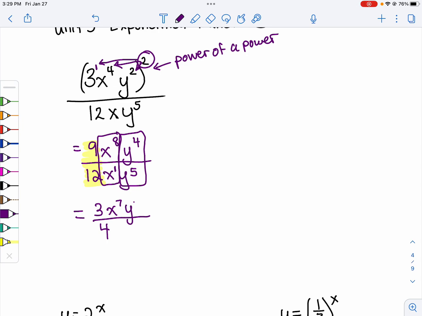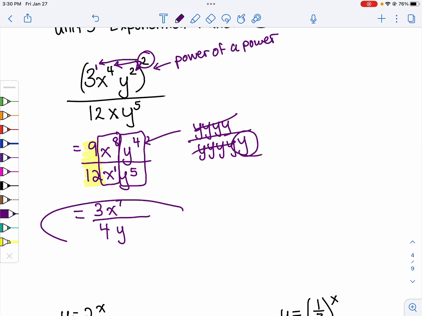So you could put y to the negative 1, but we don't really like negative exponents up top. Like we don't even like negative exponents. So we're going to move it to the denominator. Because really, this is like you have 4 y's in the numerator and 5 of them in the denominator. So these guys actually all cancel out, leaving 1 y in the denominator. And this is our final answer.